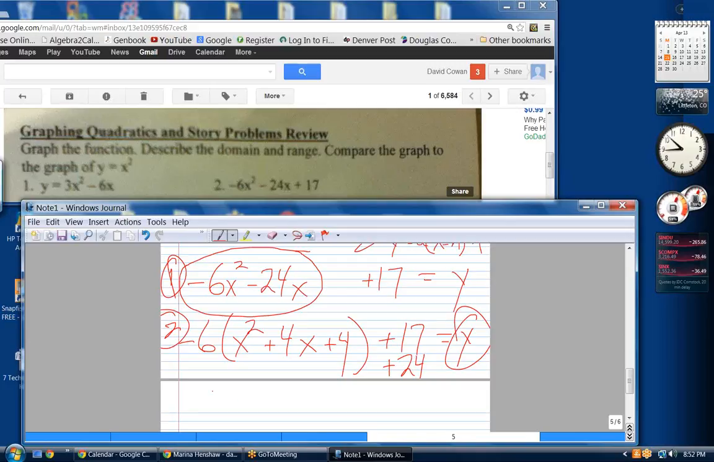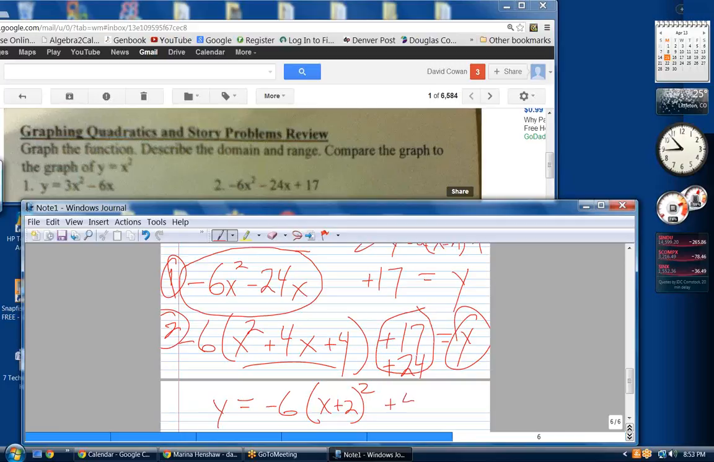So now what I have is this. y equals minus 6, and this part that's inside the parentheses I can now write as x plus 2 squared, which was my goal. That was why I completed the square, because when you complete the square, you always guarantee that you're going to be able to write it as x plus or minus some number squared. And then I still have this part, which is now plus 41. Notice that I now have it in perfect vertex format.